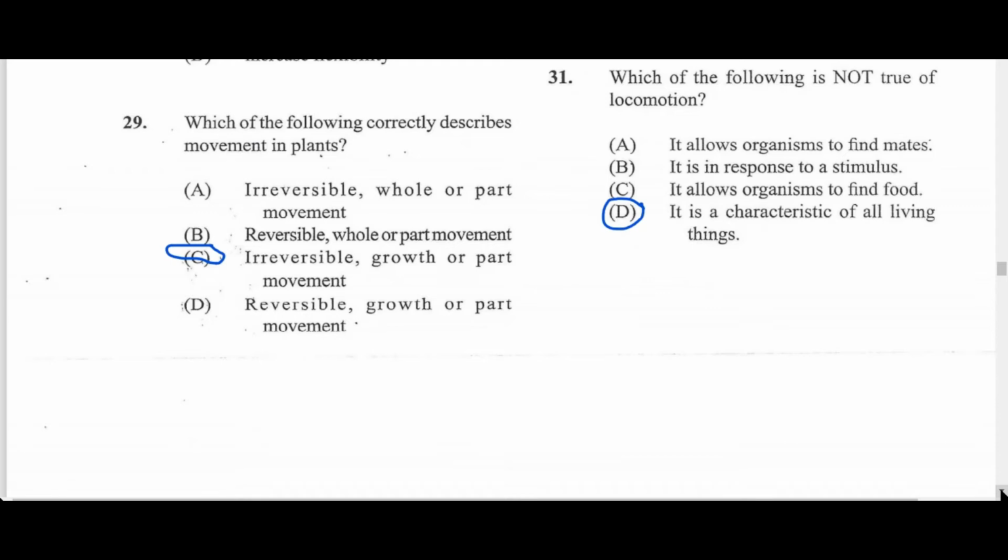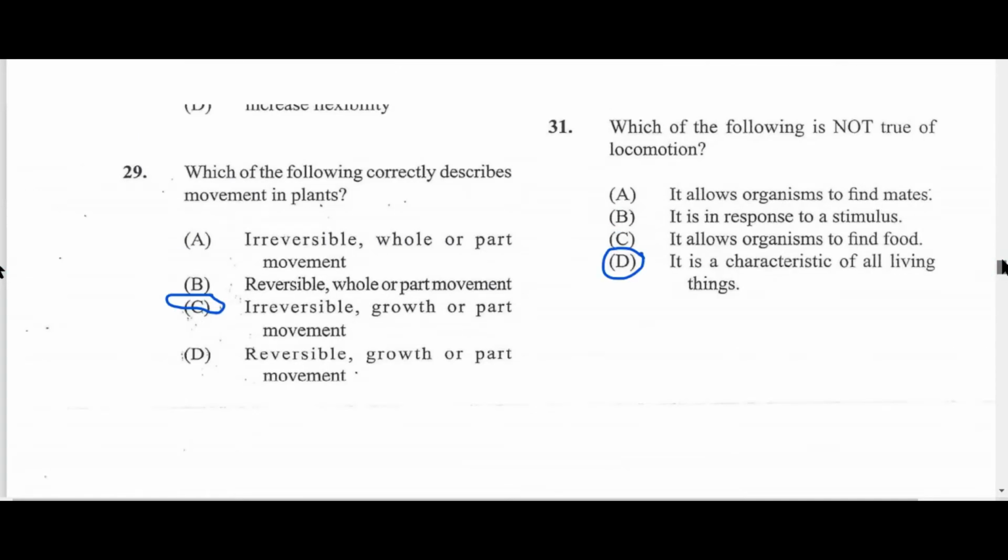Which of the following correctly describes movement in plants? We could think about this one. Growth movement is usually irreversible, so that bit is true. And of course, movement can be in parts. So C is going to be our answer. Locomotion is something that is confined to animals, while movement is popularly used with plants. So we could say a plant moves and it is irreversible, a growth, or it moves in parts, the limbs swaying or closing, as with the shame old lady plant. We're going on to question 30.